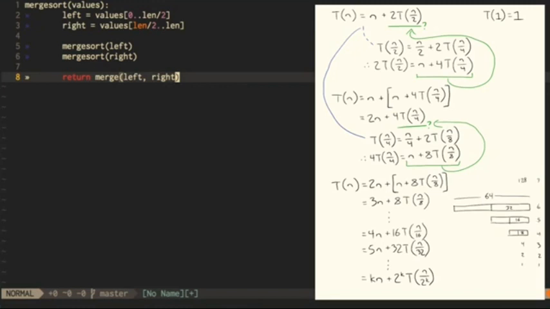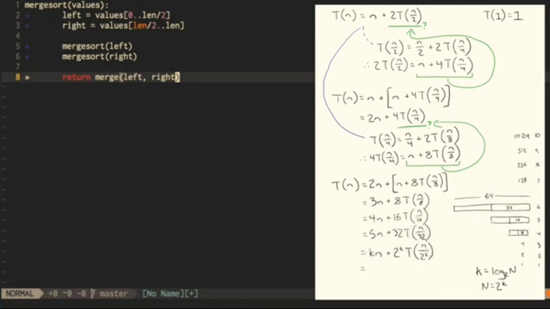Every extra level of recursion allows us to handle twice as many elements. So when we add 1 to k, we multiply n by 2. This is an exponential relationship. k is the base 2 logarithm of n, and n is 2 to the k. Substituting this value of k gives us the log base 2 of n times n plus n times T of n over n. This is n times the log base 2 of n plus n times T of 1.